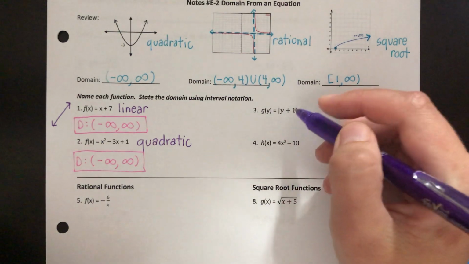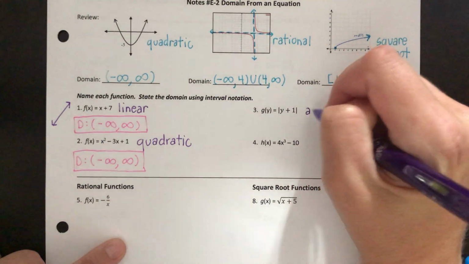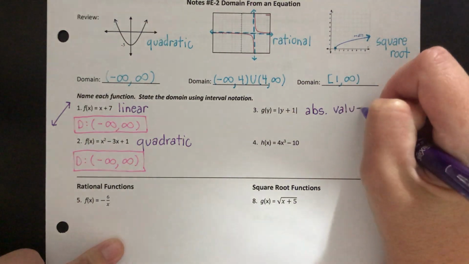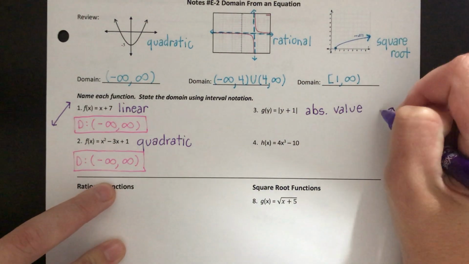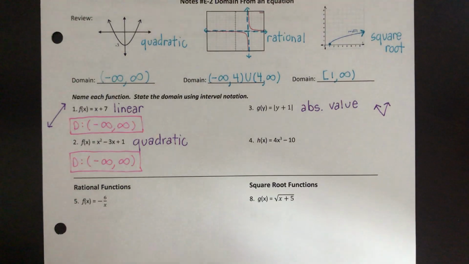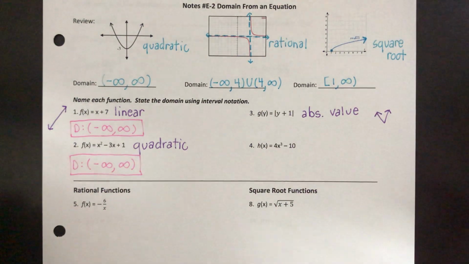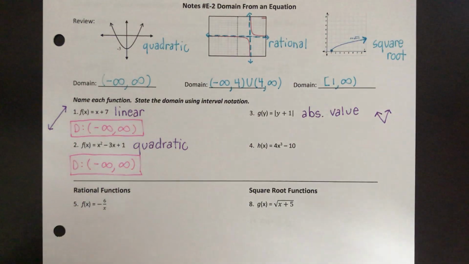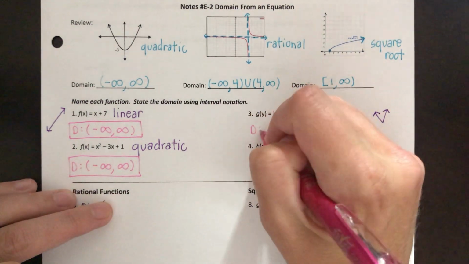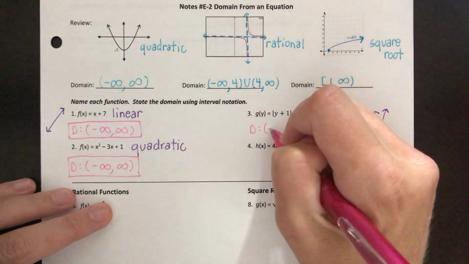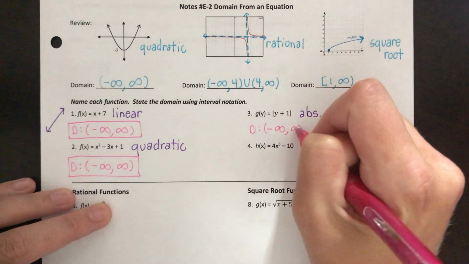Okay, let's talk about number 3. So number 3, as you can obviously tell by the absolute value bars, is absolute value. And remember that that graph looks something like this. Similar to quadratic, no matter how I stretch, shrink, reflect, or shift that graph, it doesn't matter. The domain is going to be all real numbers. And so that makes sense graphically, but it should, now that we've talked about it, also make sense mathematically.